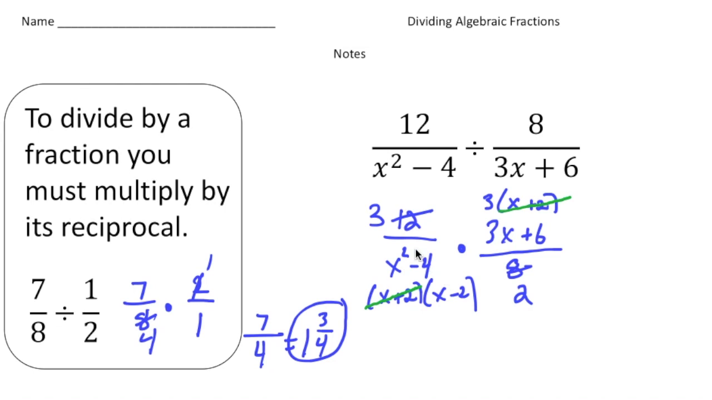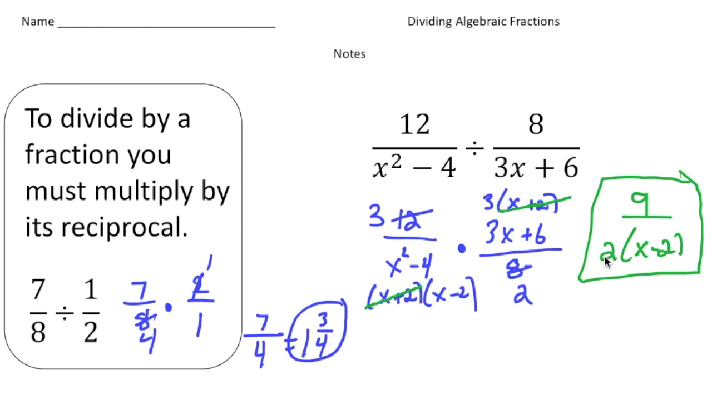And then we have a 3 and a 2. That can't be reduced, so I'm just going to multiply the numerators and the denominators. So 3 times 3 is 9, so 9 on the top. And then 2 times x minus 2 in the bottom. So I'm just going to write it as 2 times x minus 2. And then there's our answer. Okay. Some people might choose to distribute the 2, so it'll be 2x minus 4, but the answer there should be fine as well.